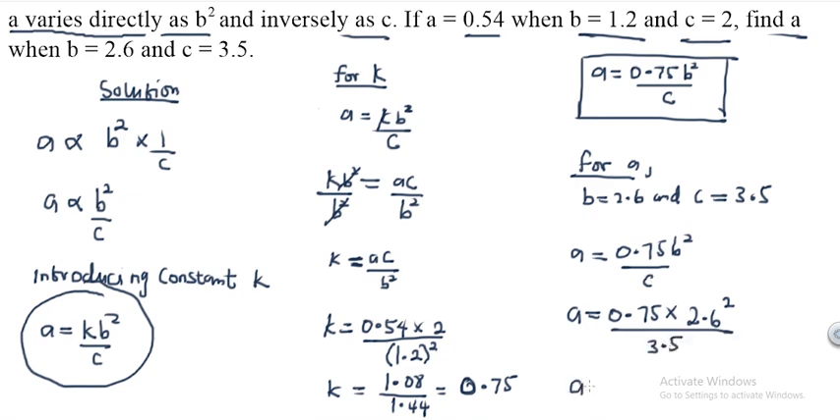Now for our A, we'll multiply all the numerators together here. So if I say 0.75 times 2.6 squared, with my calculator I'll get 5.07. Now divided by the denominator, 3.5. So 5.07 divided by 3.5, I'll get A as equal to 1.449 to 3 decimal places.